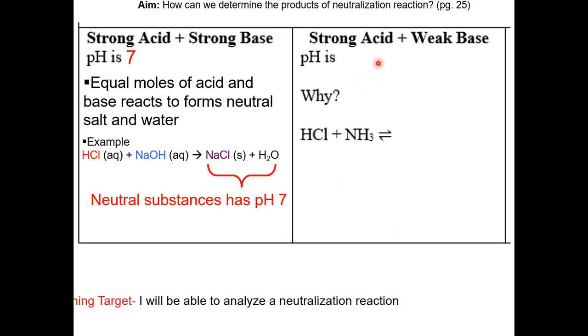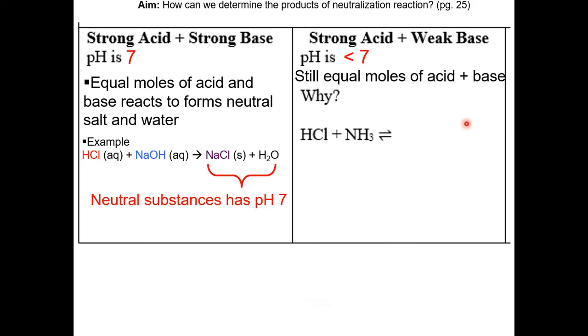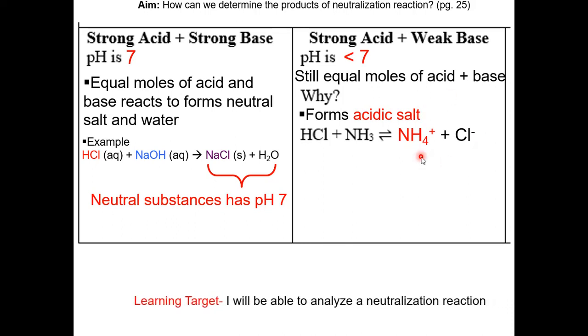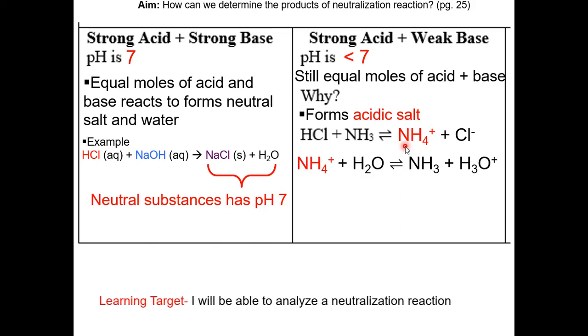The second scenario is a strong acid and a weak base. The pH of the products will be less than 7. So why is that? You're still having equal moles of acids and bases, but the product is an acidic salt. So here we have HCl, which is a strong acid, and NH3, which is a weak base. When they react, they form ammonium chloride. Ammonium chloride dissociates in water and is considered an acidic salt. The reason why it's considered acidic is because when ammonium interacts with water, it forms hydronium ions. Hydronium ions will lower the pH.